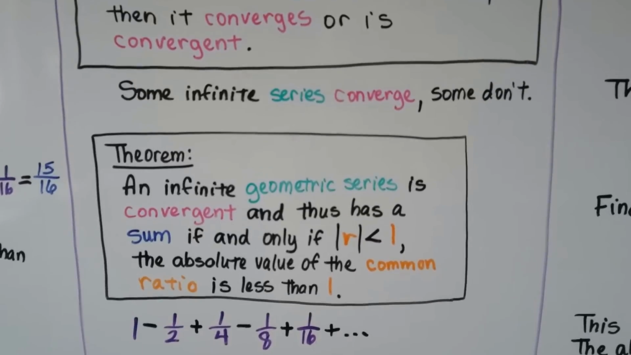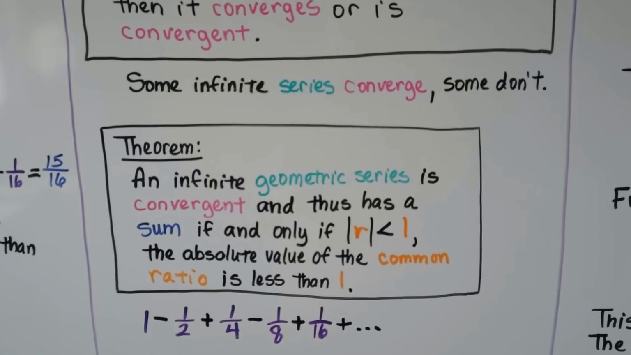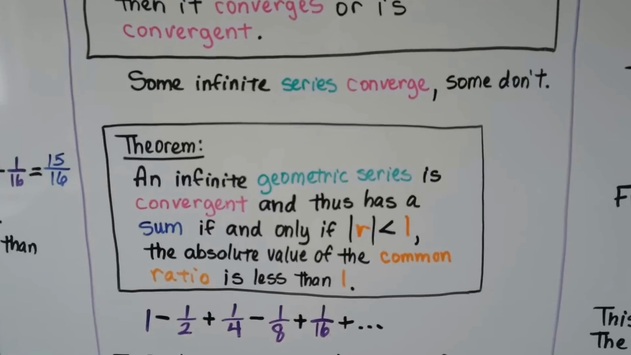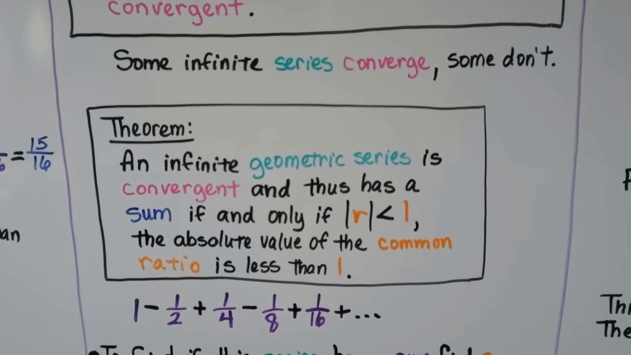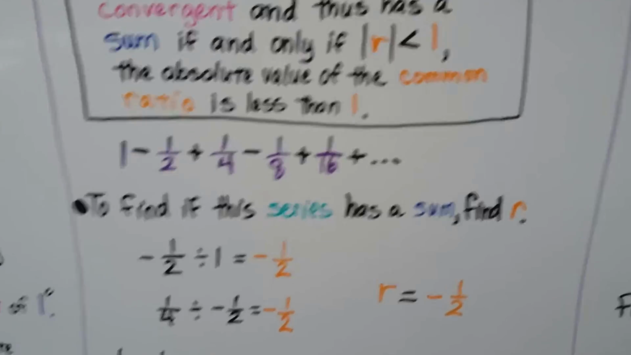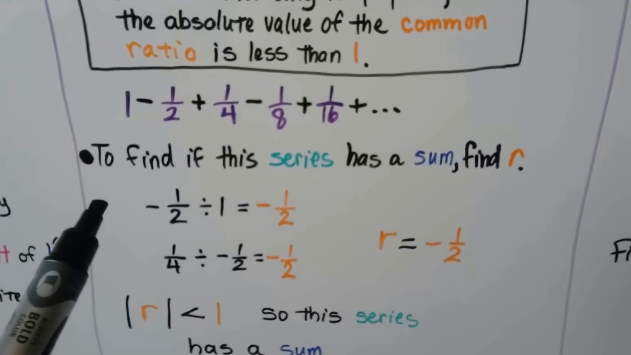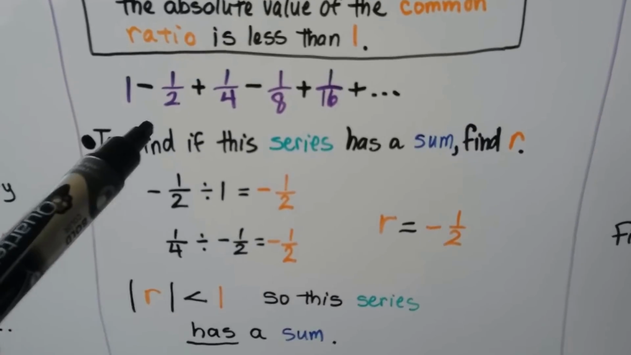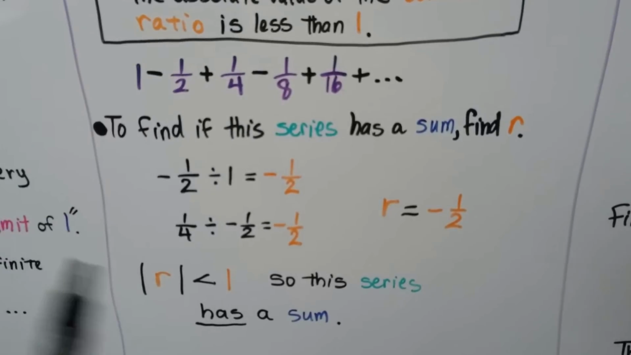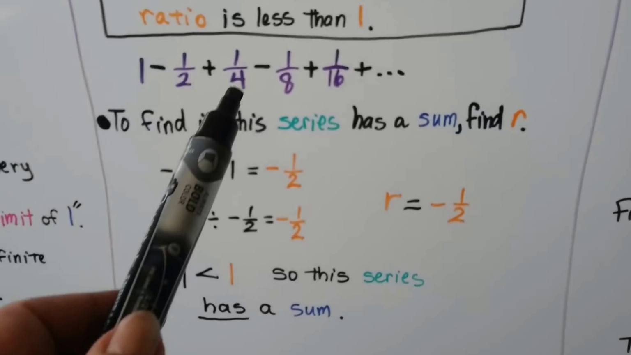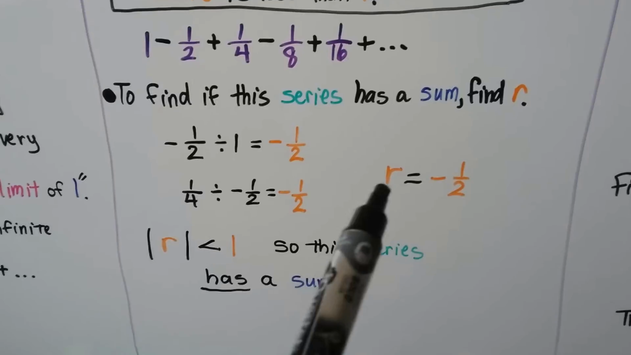So here's a theorem for you. An infinite geometric series is convergent and thus has a sum if and only if the absolute value of the common ratio is less than 1. Okay? Here we've got some alternating signs. To find if this series has a sum, we find r. Just find r. You know how to do that, right? Half divided by 1. We do a sub 2 divided by a sub 1. We get a -half. A sub 3 divided by a sub 2. We get a -half. So we know r is -half.